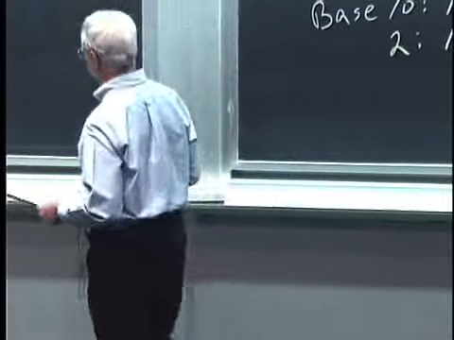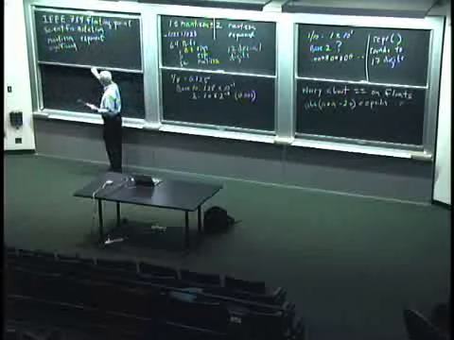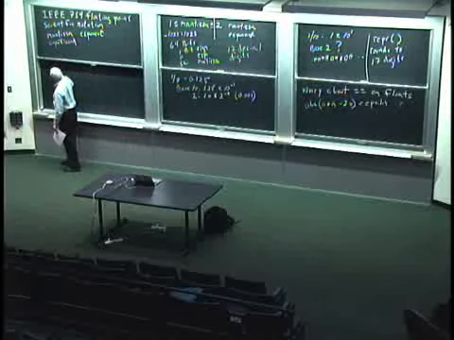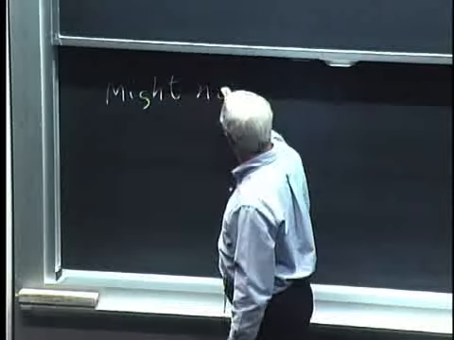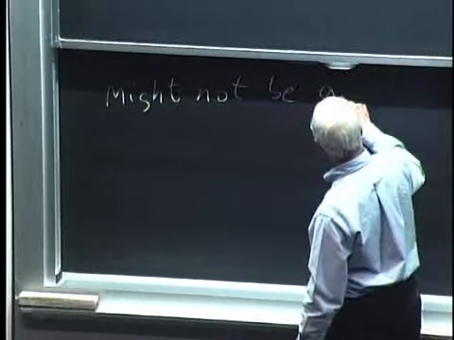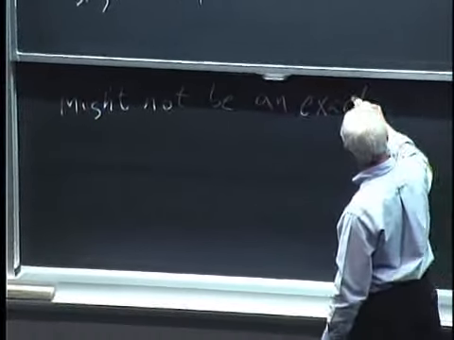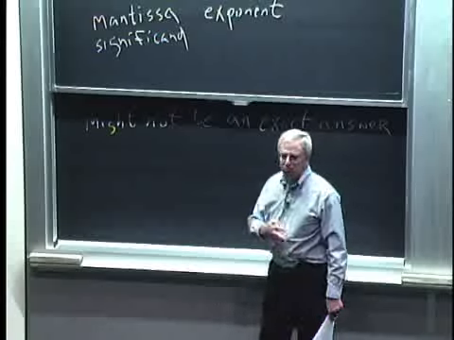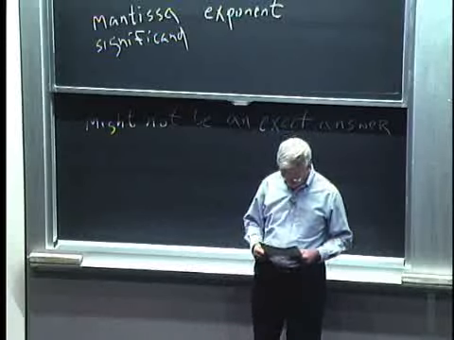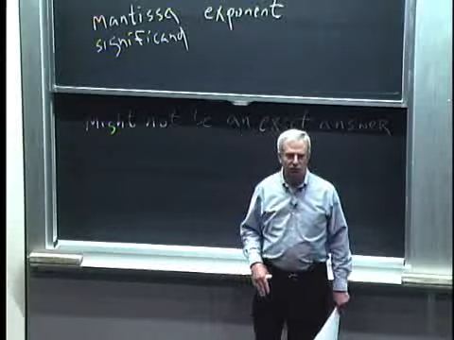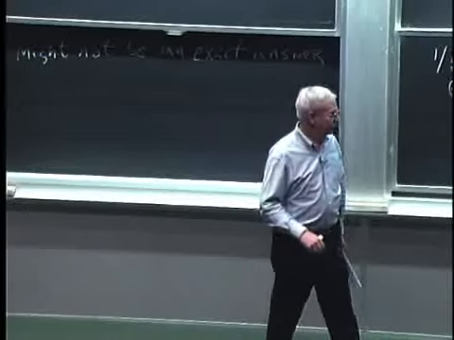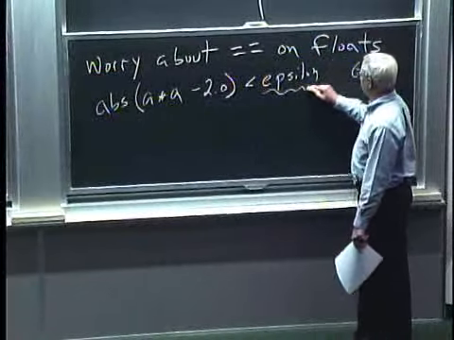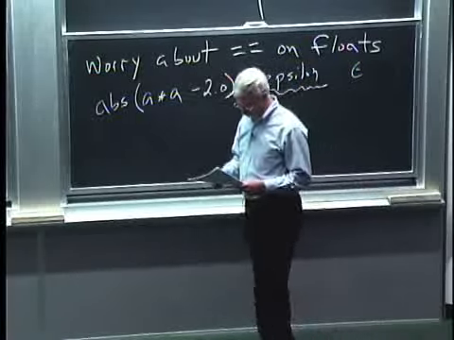Why might this be a challenge? What are some of the issues? And there are several. One is what we've just seen: it might not be an exact answer. For example, the square root of 2. So we need to worry about that. And clearly, the way we're going to solve that, as we'll see, is using a concept similar to epsilon. In fact, we'll even call it epsilon.